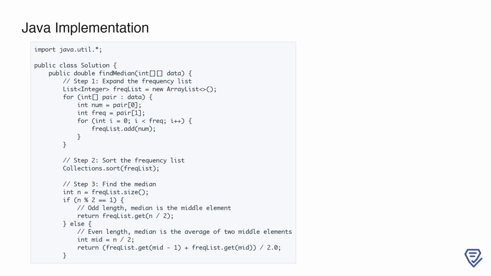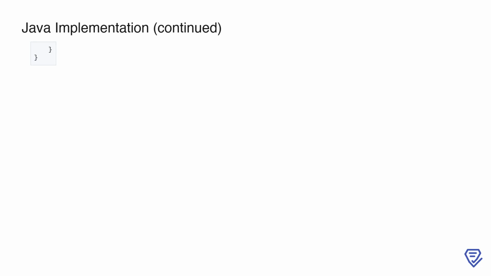After sorting, we calculate the size of the list and determine the median. If the size of the list is odd, the median is simply the middle element. On the other hand, if the size is even, the median is the average of the two middle elements. This is done by identifying the two central indices, retrieving their values, and computing their average as a double. Finally, we return the calculated median as the result. This completes the implementation of the function.